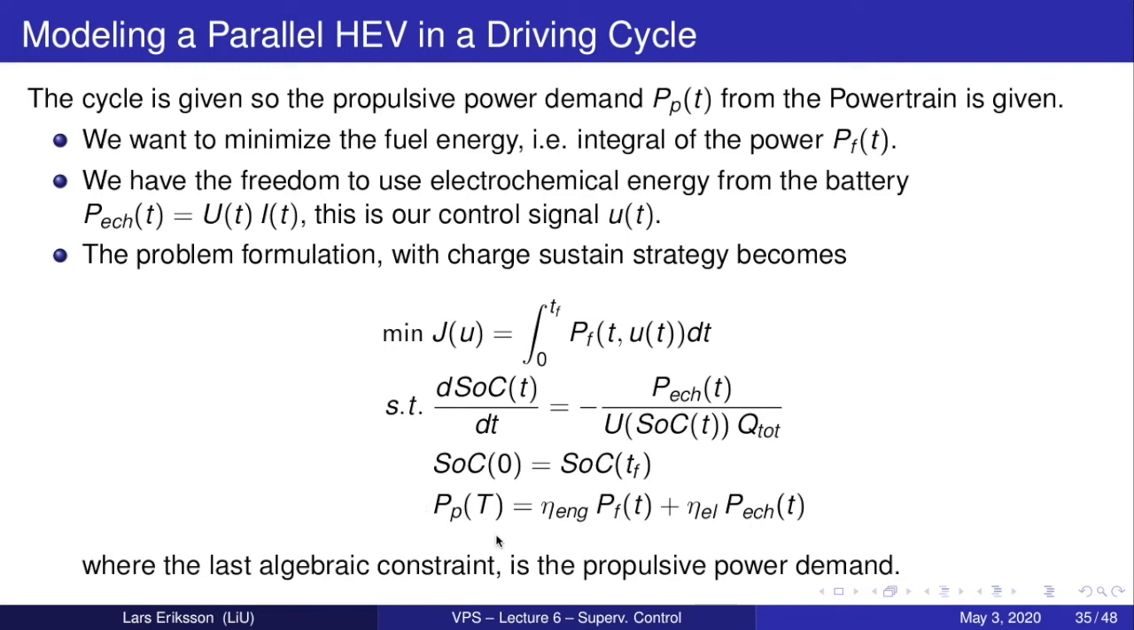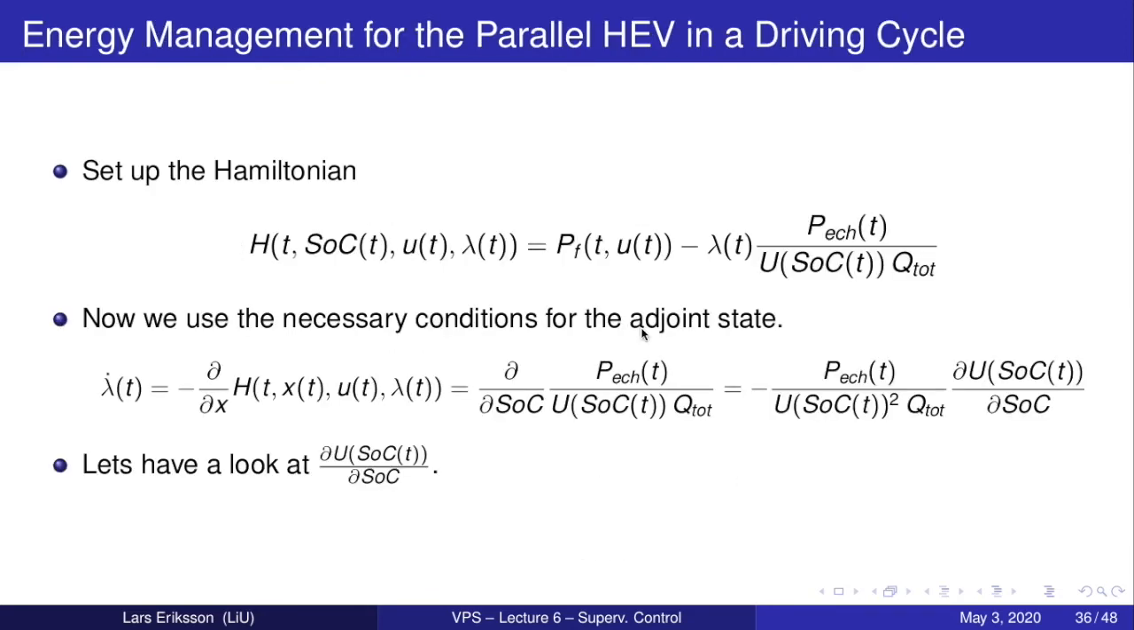So this is the last algebraic constraint that you can utilize QSS thinking to bring into the equation, so that you get the connection between the fuel and the electrochemical energy you're using. So this electrochemical energy is our U. So how do we solve this? Well, we set up the Hamiltonian. So we take this fuel power and then we take lambda times the different part of the differential equation. And then we use the necessary conditions for the adjoint state. So we just set up the equation, and this was the necessary condition that we needed to fulfill.